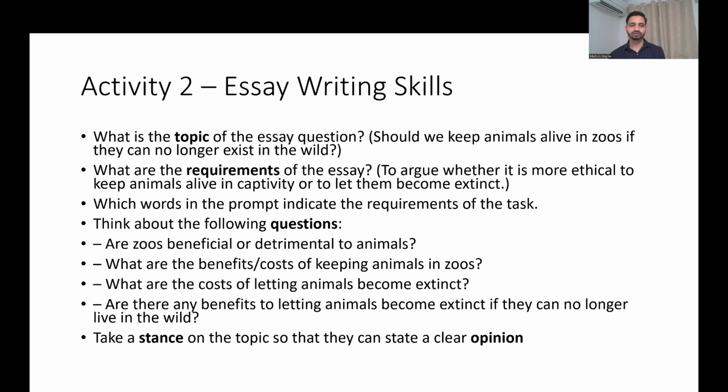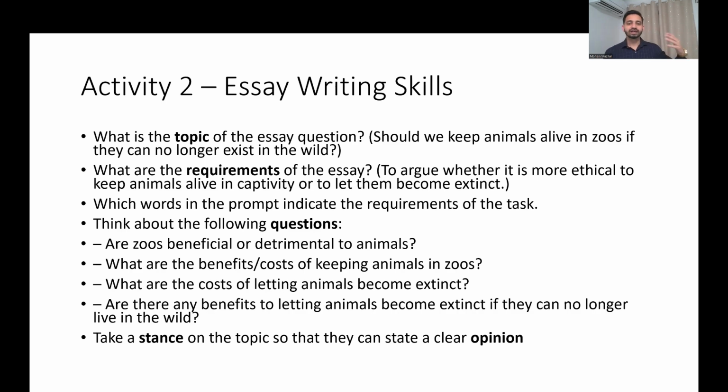Think about the following questions. Are zoos beneficial or detrimental for the animals? And you're going to provide reasons why you think zoos are beneficial or detrimental to animals. What are the benefits and costs of keeping animals in the zoo? Obviously you will have to spend money. You can think about the cost of keeping the animals in the zoo, and you can earn money as well, from people visiting them in the zoo. So there is cost, and there is also money to be made there as well.